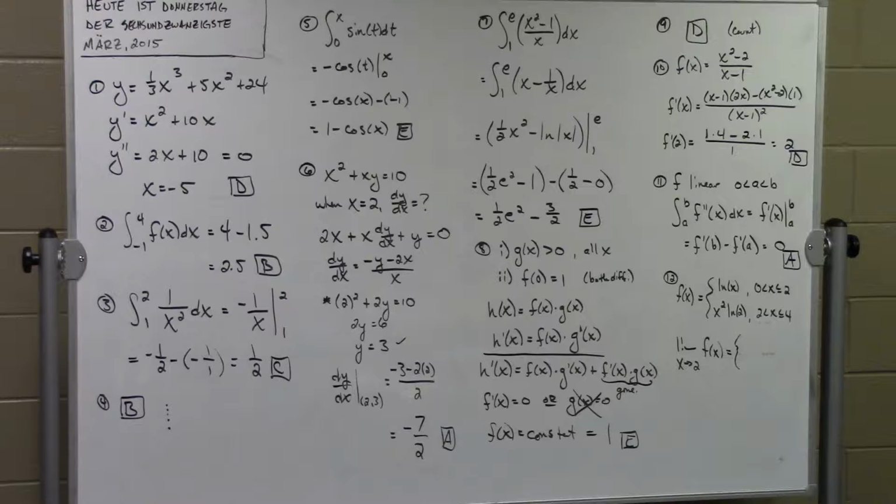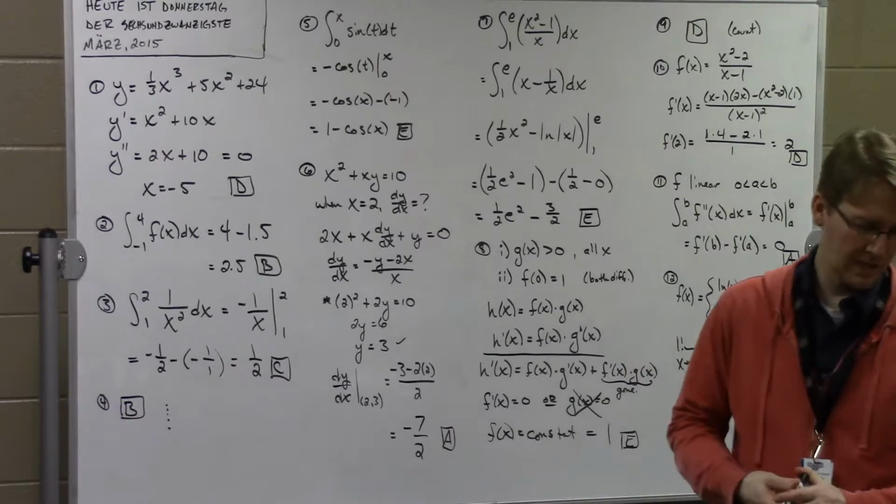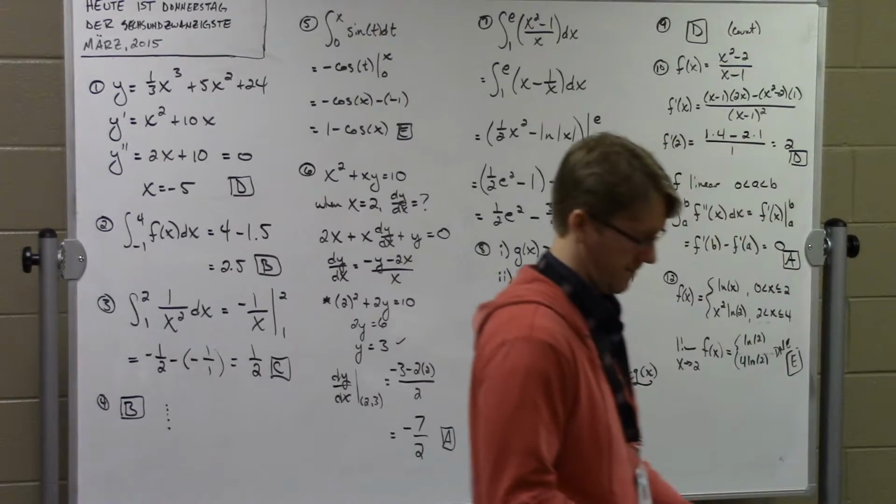Left side, stick in 2. Natural log of 2. Right side, 4 natural log of 2. Those don't equal. I think it's pretty clear those are not equal, so this limit does not exist. Or non-existent. E. Nice try.